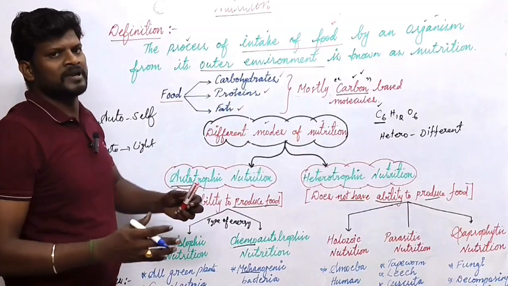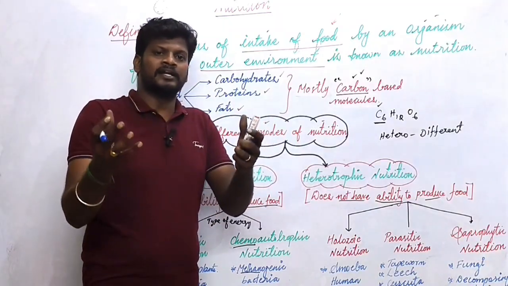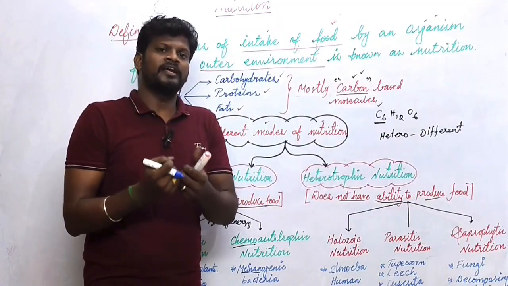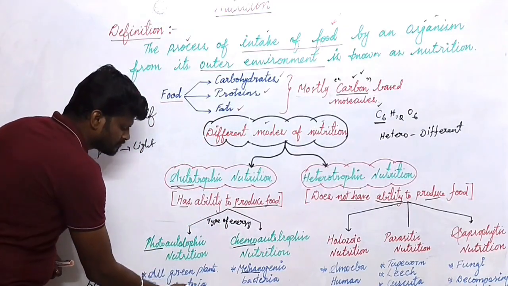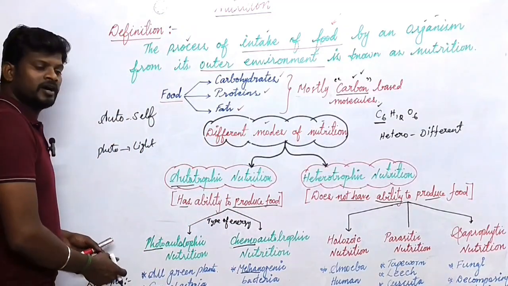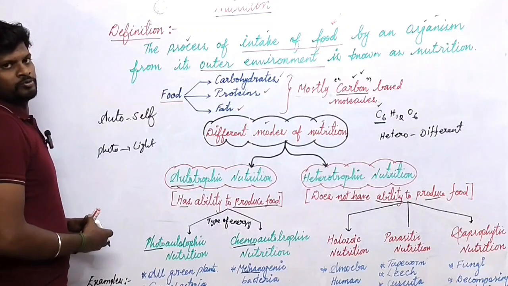So all the green plants have green pigment. It absorbs light energy and then prepares their own food. So all the green plants and some cyanobacteria will come under photoautotrophic nutrition.